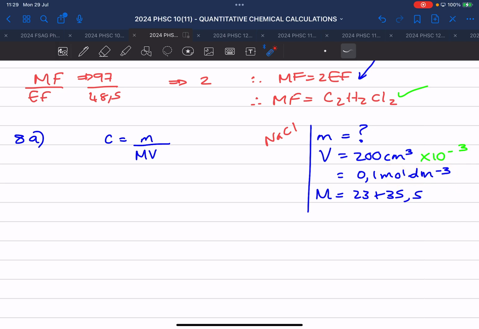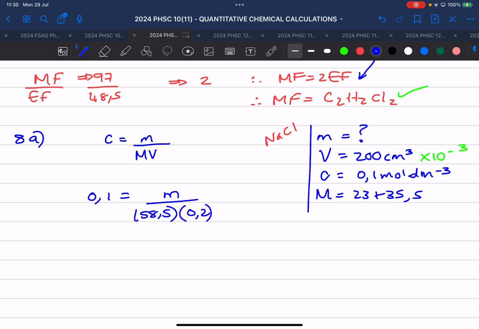Page 10. Concentration. So you need to know your units. Otherwise you don't know where to fit in the 0.1. If you fit it in the wrong place, it's wrong. Okay, so concentration is 0.1. Mass we want to get. Molar mass is 58.5. And the volume is 0.2.